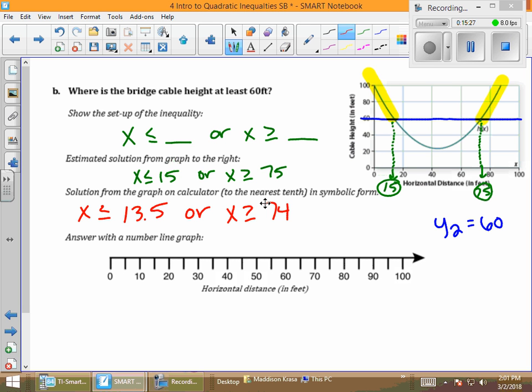So let's go to 13.5 first. It should be a solid dot there. And if it's x is less than, am I going to shade to the left or to the right? To the left. If you need a hint, look at your inequality sign. That arrow looks like it's pointing to the left on the inequality sign, so you shade left. And over here at 74, it looks like it's pointing to the right, right? And these are the greater numbers, so we shade to the right.